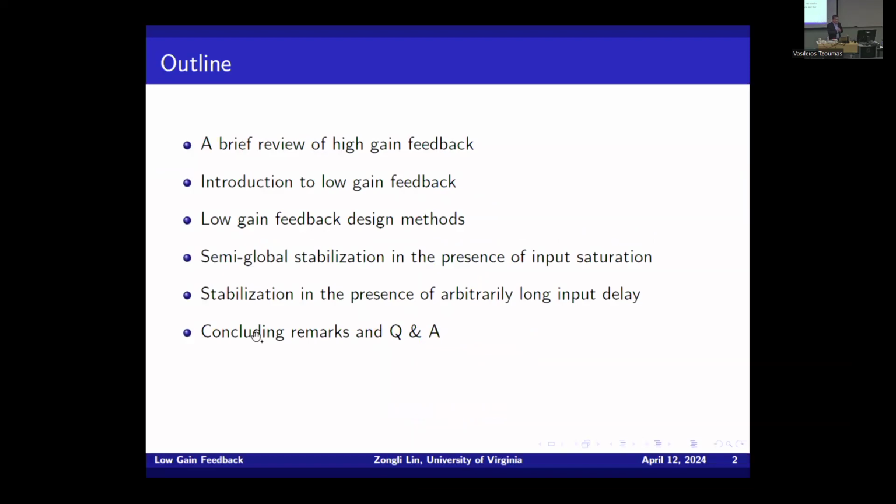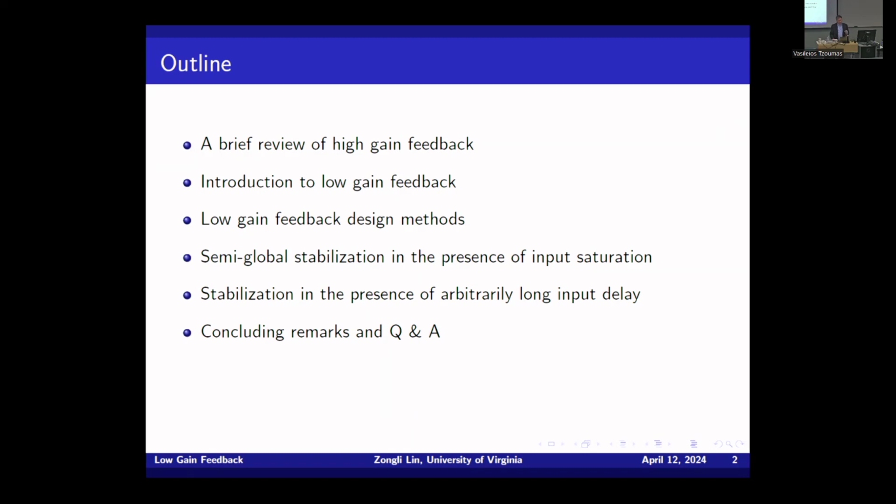And this is the outline of my talk. First, I will briefly review the concept of high-gain feedback. I think a lot of control people are familiar with this design method. And then with high-gain feedback reviewed, I will introduce low-gain feedback, right, the other extreme. And then I will review a few different methods for designing low-gain feedback. And then we'll talk about the application of this low-gain feedback for two classes of systems. One is linear systems in the presence of input saturation.